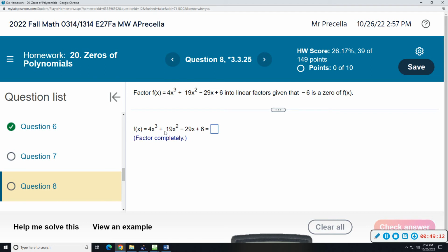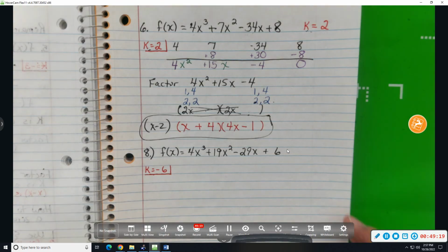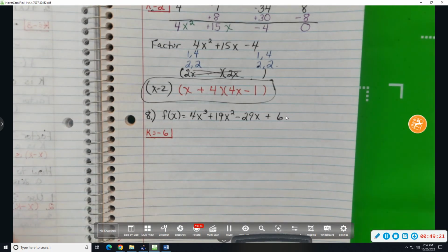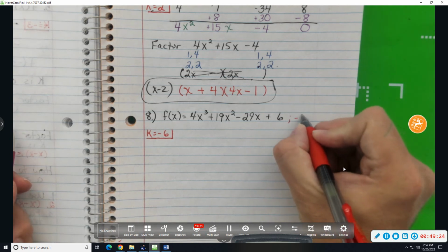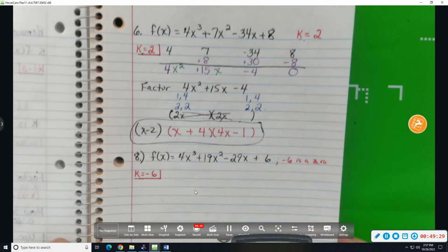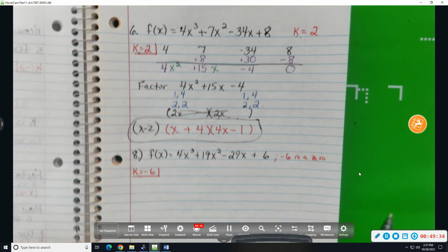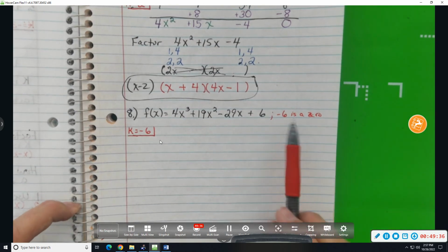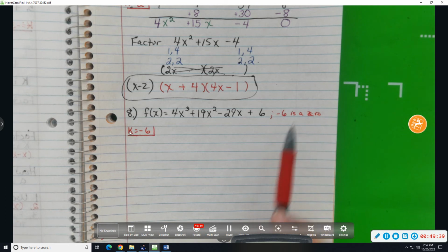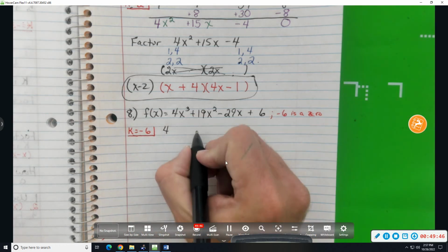They tell us negative 6 is a 0. Like on problem 6, they actually said k equals 2 is a 0. But on number 8, they don't say k equals, but they tell you negative 6 is a 0, so that's your k value. While we're thinking about it, what is the factor associated with that negative 6?